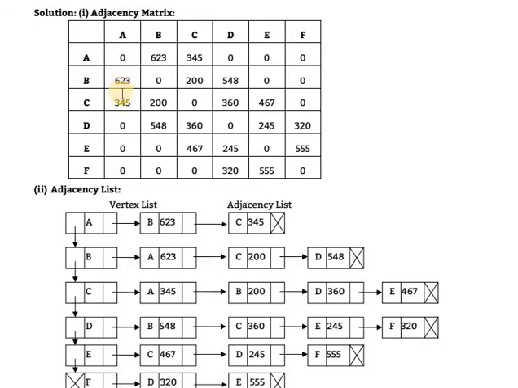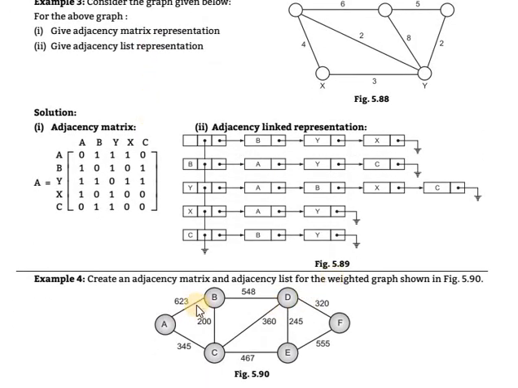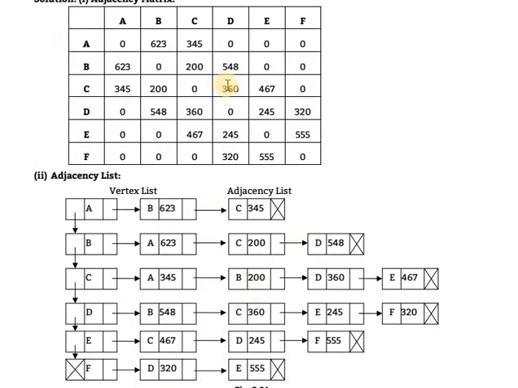B to A edges are present, C is present, D is present, so those values will be inserted. I am showing that. B to A, C and D, with the values 2, 6, 2, 2, 3 and 5, 4. That's all for the matrix.